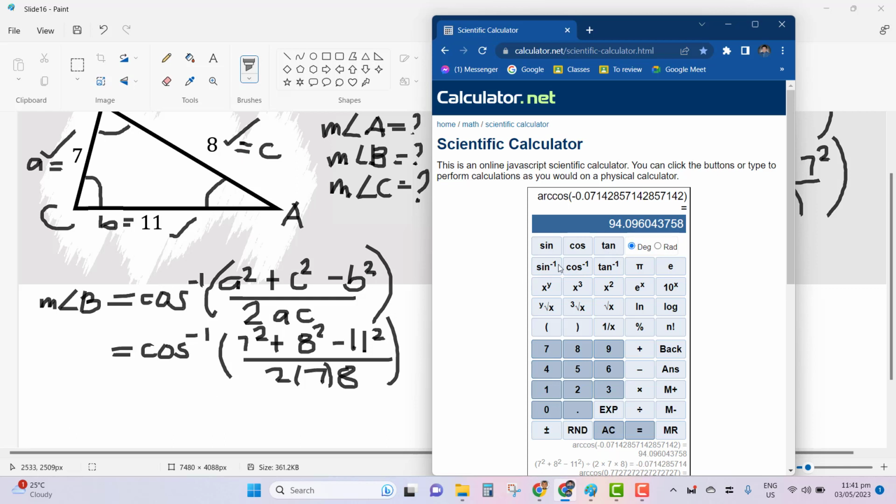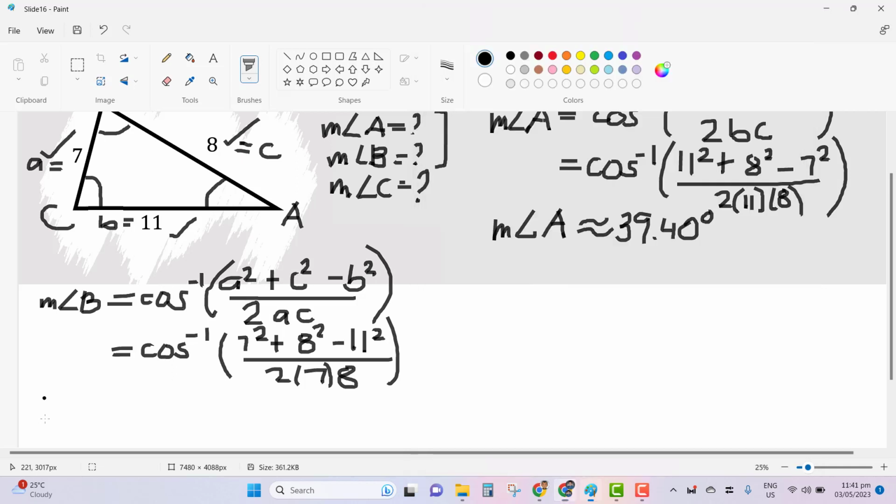Rounding it off to 2 decimal places, notice what will happen here. The measurement of angle B is approximately 94.10. It's not 94.09 because we are going to round it off. So the measurement of angle B is approximately 94.10. Still, the 0 is a significant digit. You need to place that because we are rounding off to 2 decimal places.